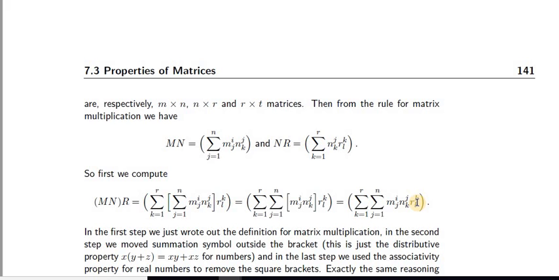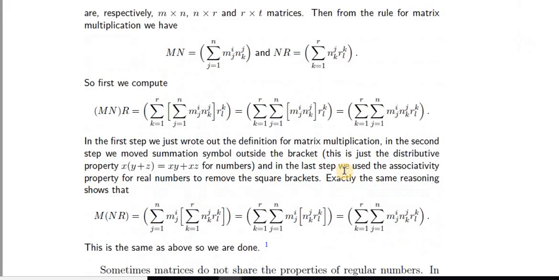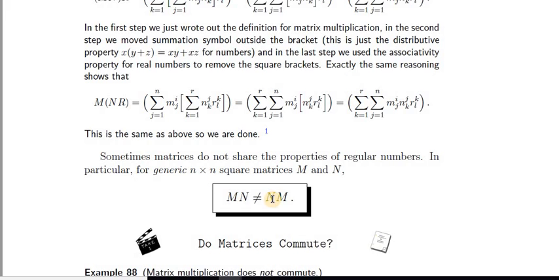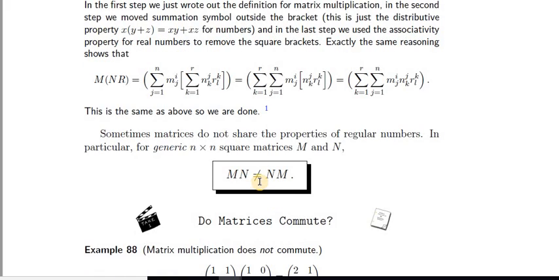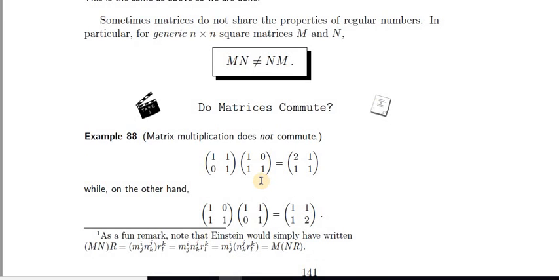And you can work out that that's just the same as if you multiplied NR first and then multiplied on the left by M. Doesn't matter because the double sums still combine. Okay. However, matrices do not commute in general. Sometimes they do, but most of the time they don't.